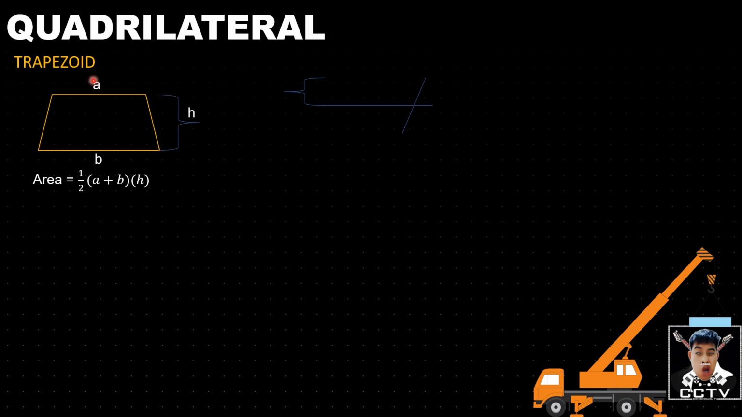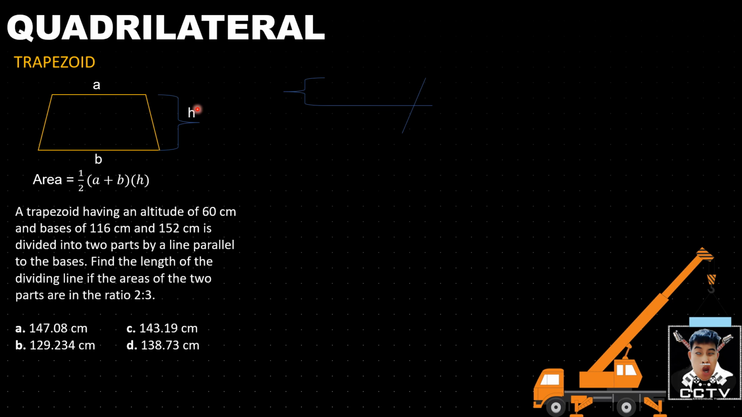Kunin mo lang yung dalawang base, A tsaka B, times mo ng height, tapos i-divide mo ng 2. And that is the formula of the trapezoid. And we have our example here.